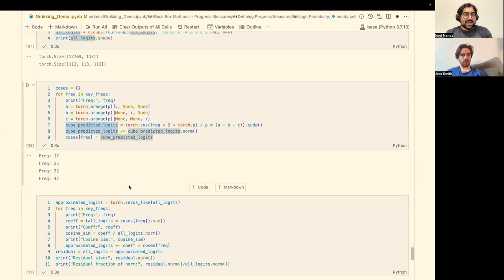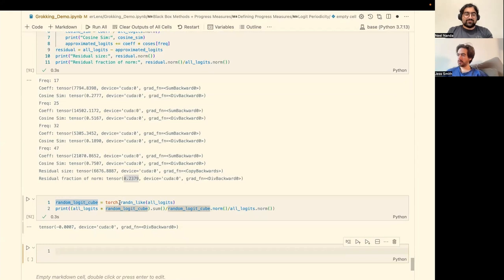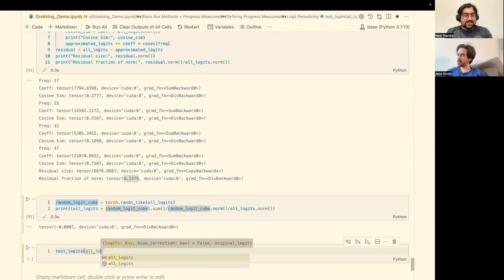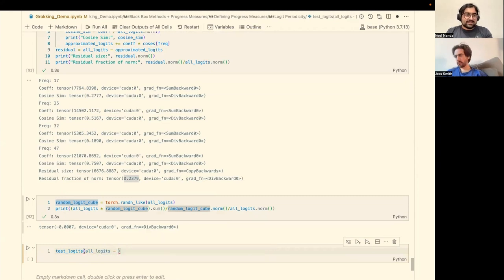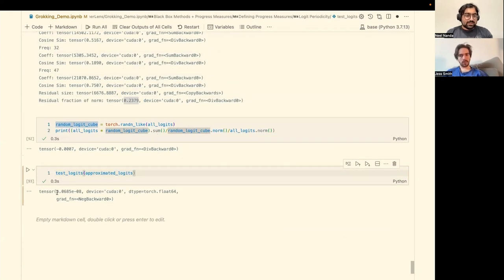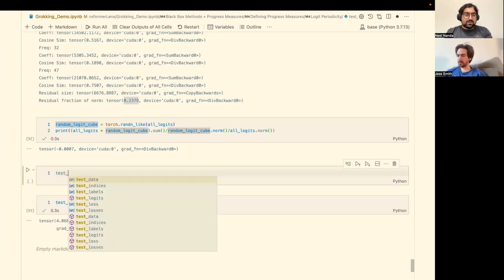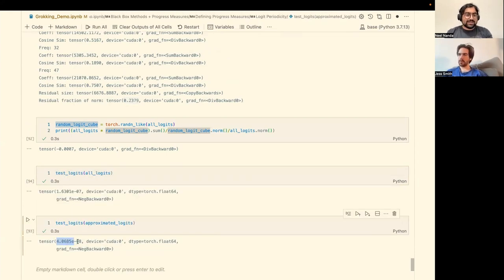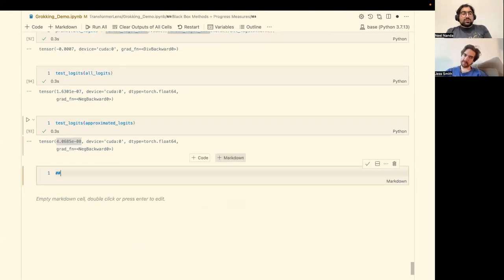To verify that this is basically reasonable, that we can kind of ignore the residual, I have this function test logits, which takes in a logit-shaped vector and tries to figure out what loss it would get. And if I feed in the approximated logits, we see that the loss goes from where it was originally, 1.6e-7, to 4e-8. So very dramatic improvement. We can now go and look at this during training.